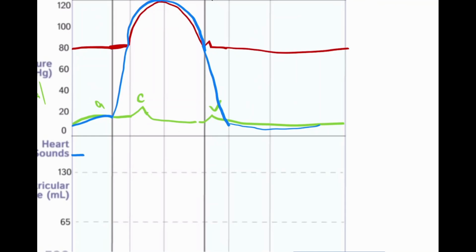Okay, make sure I have this right. There's the first sound, and here's the second sound. And then you get more sounds on this side. And there we go.